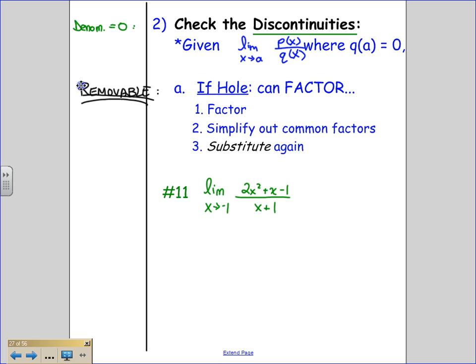So in the following problem down below, what happens when I plug in? I get 0 over 0. Oh, it's like I have the same zeros on the top and the bottom. That's interesting. The same zeros on the top and the bottom. That must mean I have the same factors, right, guys?